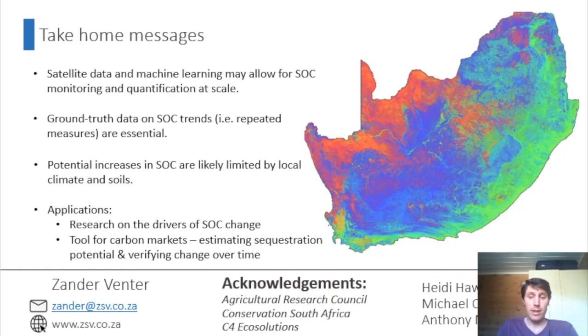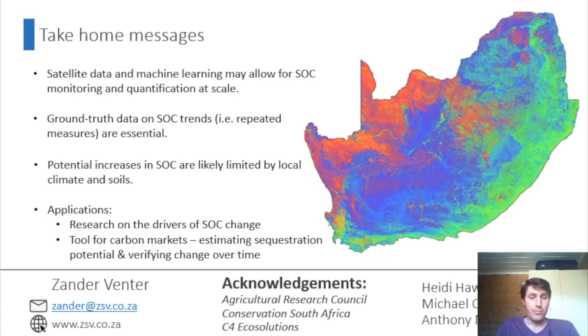That's the end of my talk, and I'd like to leave you with some take-home messages. Firstly, we're entering an age of satellite data, big data, and the ability to process this data with machine learning that's allowing us to monitor things like soil organic carbon over time and quantify this at large spatial scales. Secondly, ground truth data is very important because it's used to calibrate these models, and particularly we need data on soil organic carbon trends or repeated measures at the same point over time to calibrate and validate our models.